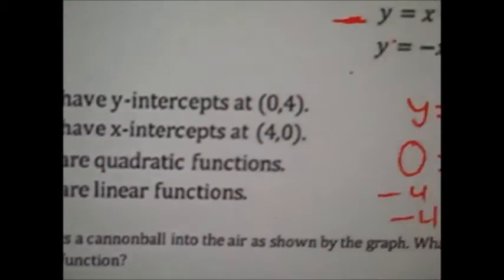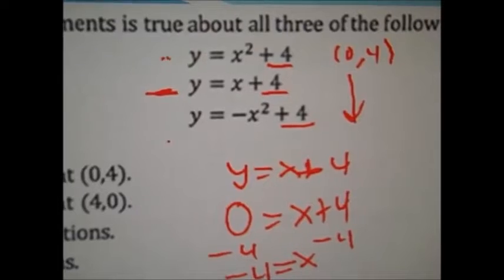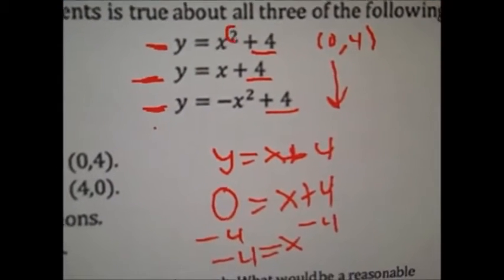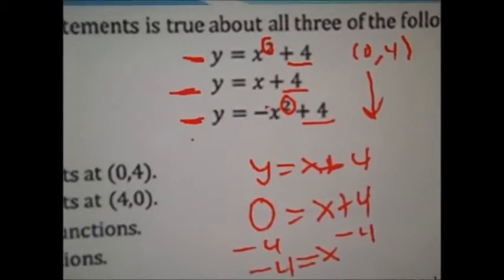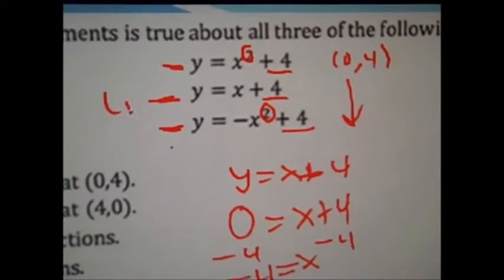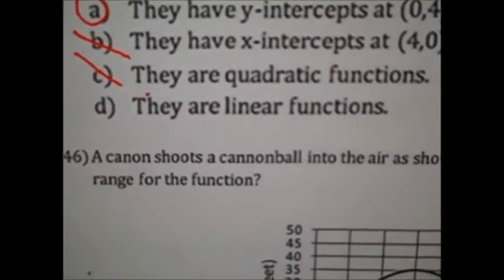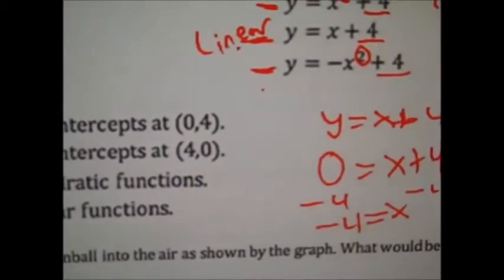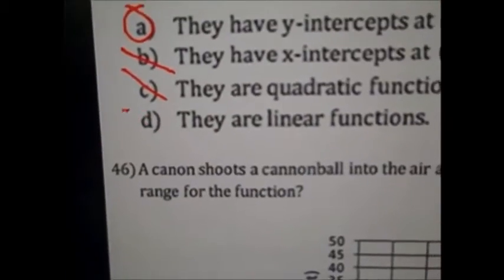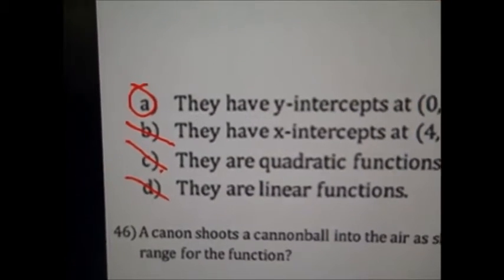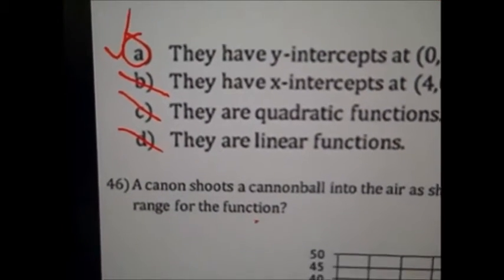They are quadratic functions. This one's quadratic because it has x squared. But the middle one, this is linear. So they are not all quadratic. D, they are linear functions. Only one of them is linear. That means they are not all linear. D is not the answer, which leaves A as the best.